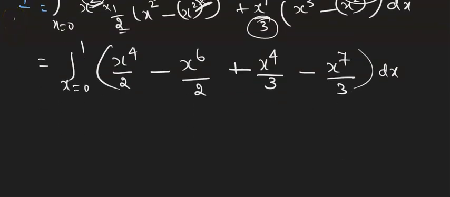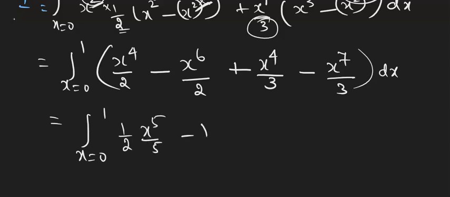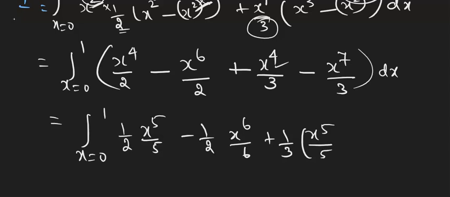If I integrate with respect to x, x varies from 0 to 1. Keep this 1 by 2 as it is. X power 5 by 5 minus 1 by 2, x power 6 by 6 plus 1 by 3, x power 4 if I integrate, x power 5 by 5 minus 1 by 3, x power 8 by 8.